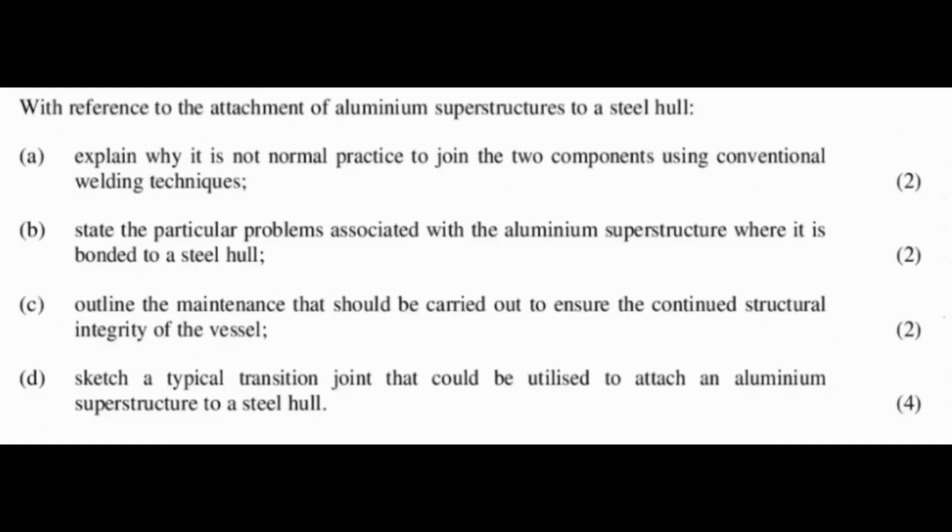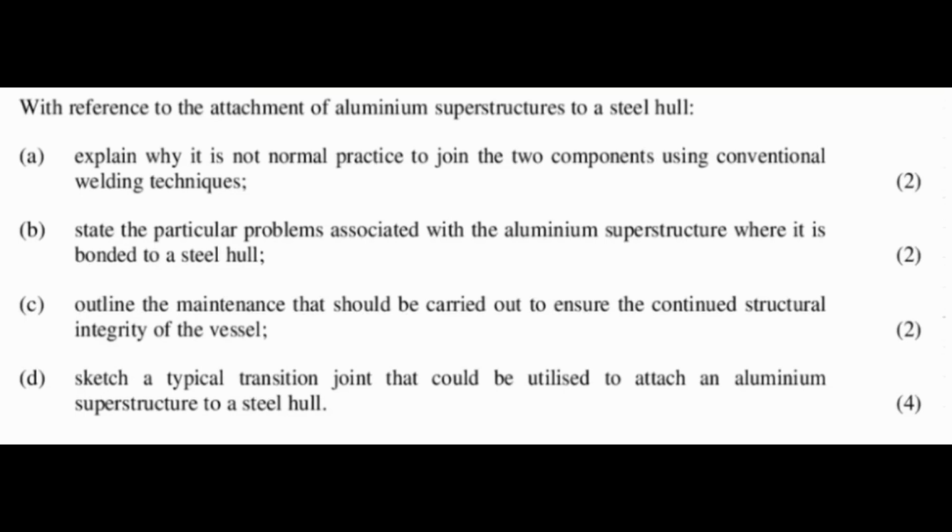With reference to the attachment of aluminium superstructures to a steel hull. A. Explain why it is not normal practice to join the two components using conventional welding techniques. B. State the particular problems associated with the aluminium superstructure where it is bonded to a steel hull. C. Outline the maintenance that should be carried out to ensure the continued structural integrity of the vessel.